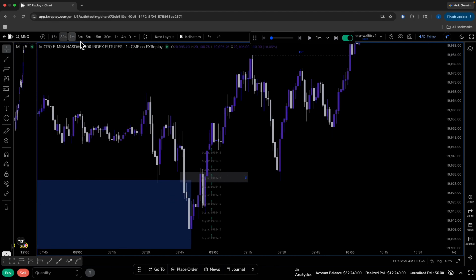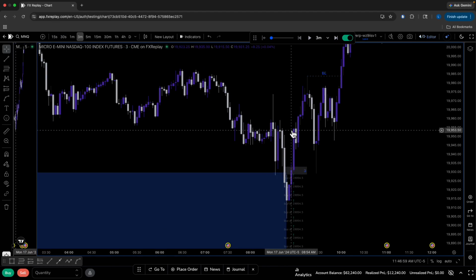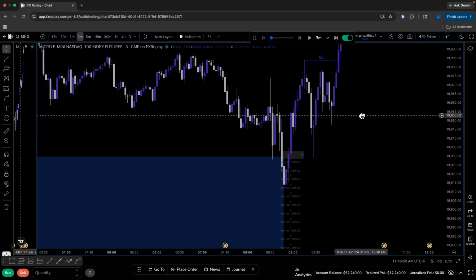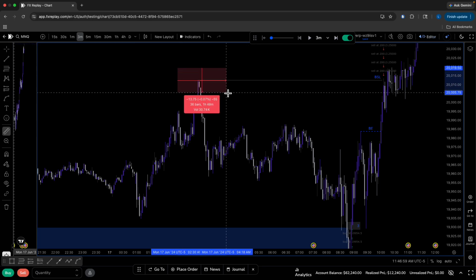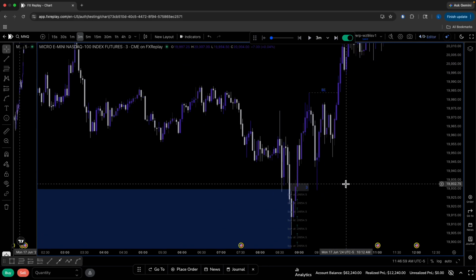Okay, yeah, it was on the 3-minute candle closure. So this 3-minute candle here, this is where I take my long. I've got my stop at the candle closures here, and I'm just looking to target all-time highs here. And yeah, the trade plays out real nice.